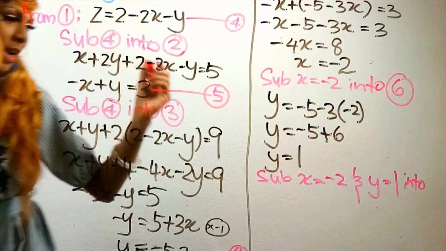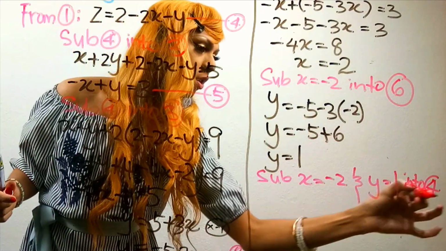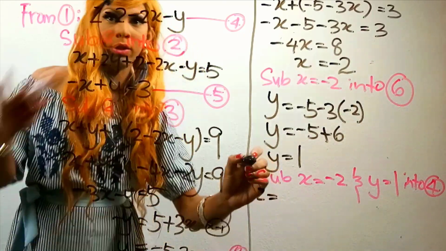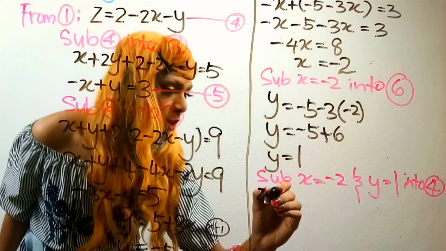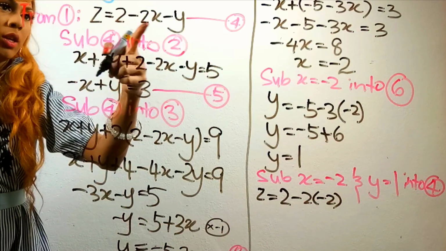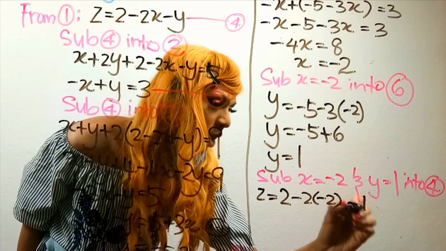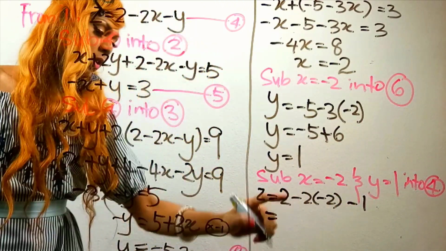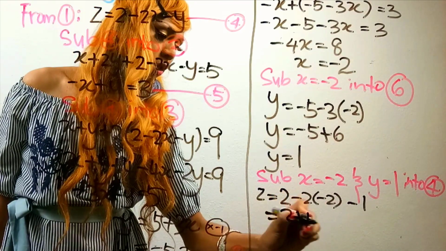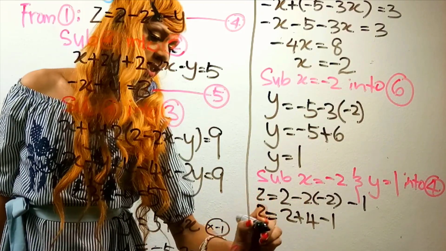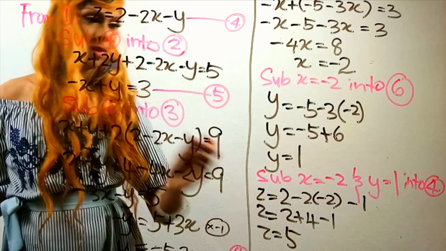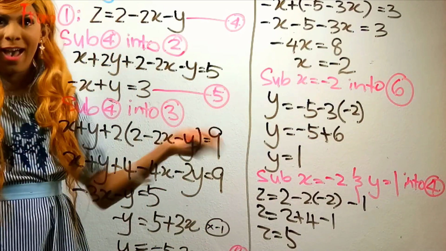Into 4. Alright. So z equivalent to 2 minus 2x, so 2 minus 2x, which is negative 2, minus y, minus 1. Okay, so we would have 2, this is negative, negative, positive. So 2 plus 4 minus 1, which is z is 2 plus 4, 6. 6 minus 1, 5. So there you have it.